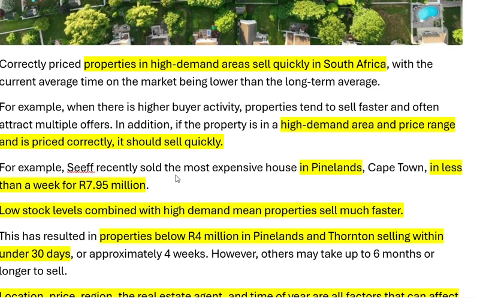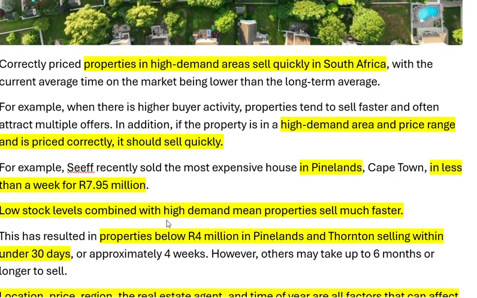Then we look at the example of what Steve has recently sold. Steve has recently sold an expensive house worth 7.95 million that was located in Pineland in less than a week. So that simply says that Pineland can be counted as one of the places where it is quicker to make a sale of property if you were to own a property in that area. Pineland is located in Cape Town, South Africa.